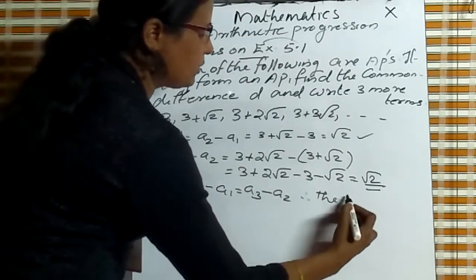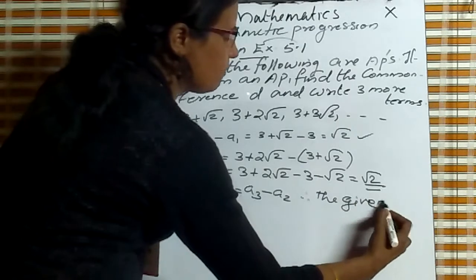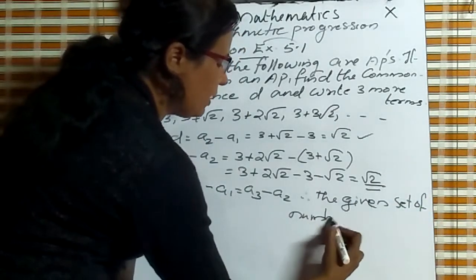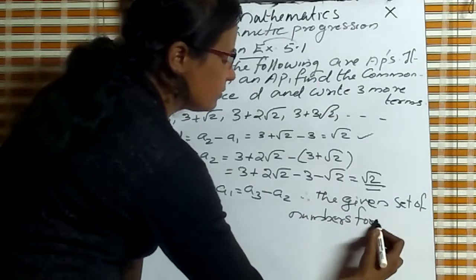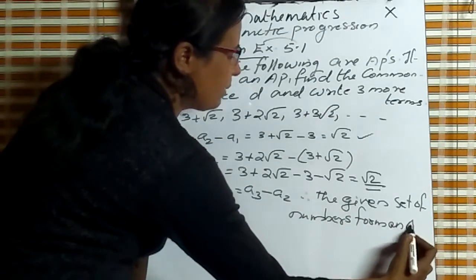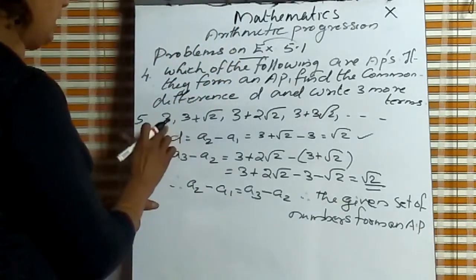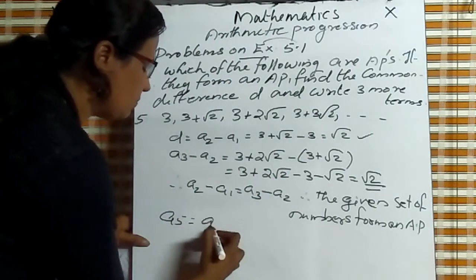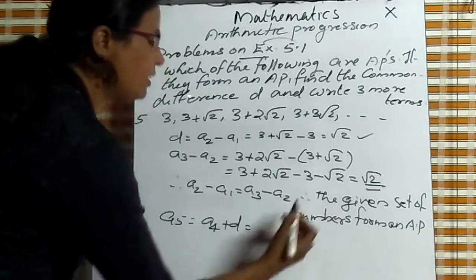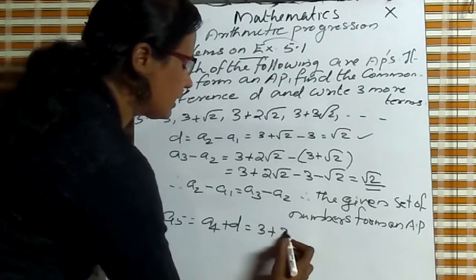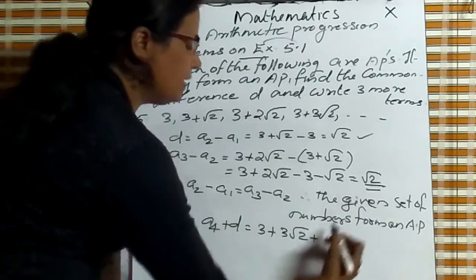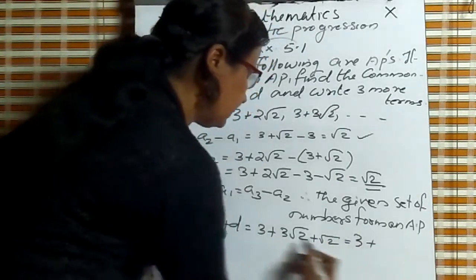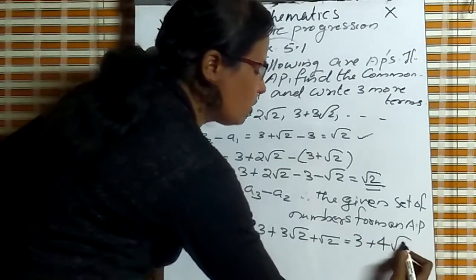Therefore the given set of numbers form an AP. If they form an AP, write three more terms after A1, A2, A3, A4. The next term A5 is equal to A4 plus D. What is A4? 3 plus 3 root 2, plus D which is root 2, meaning 1 root 2. So 3 plus 3 root 2 plus root 2 is 4 root 2.